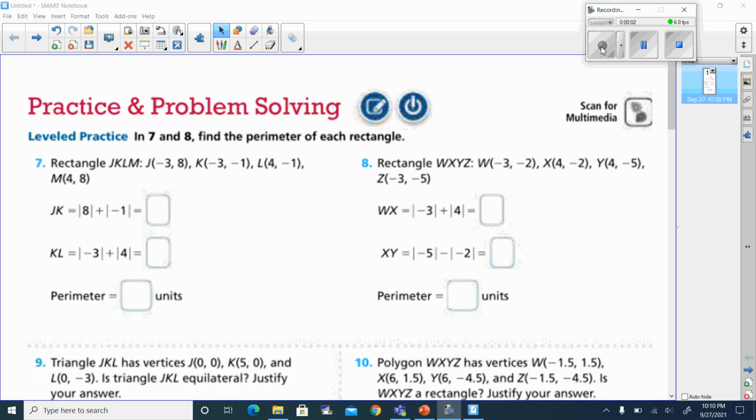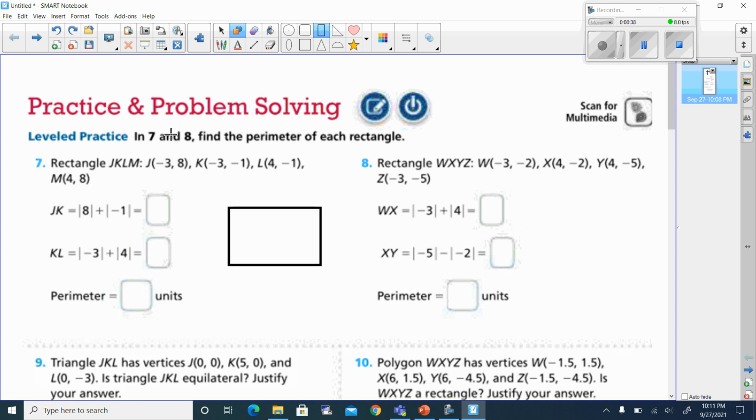We're going to be going over lessons 2-6. That'll be representing polygons on the coordinate plane. So let's go ahead and begin. We're starting with number 7. We see that when we have four different coordinates here, we're talking about a rectangle. So I'm just going to get a rectangular shape here. That's a square. Let me backtrack on that. Sorry, rectangle.